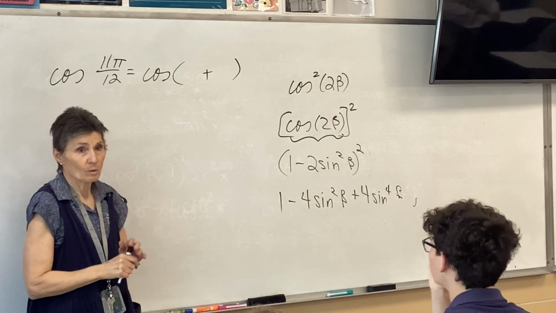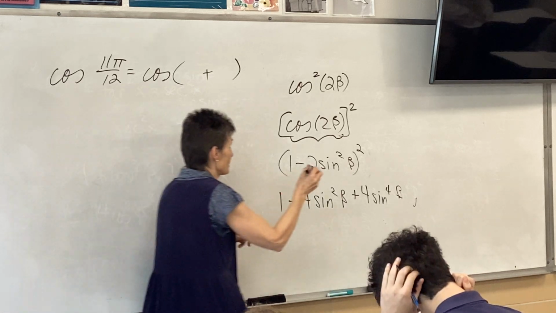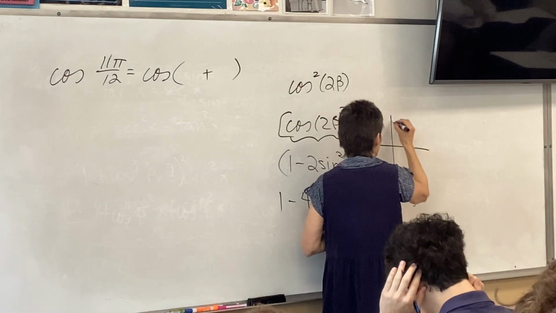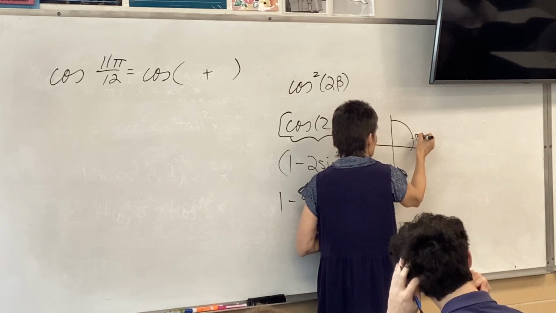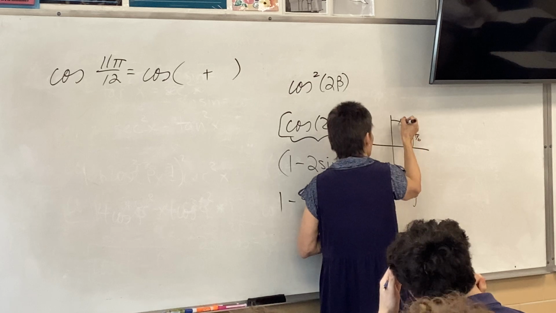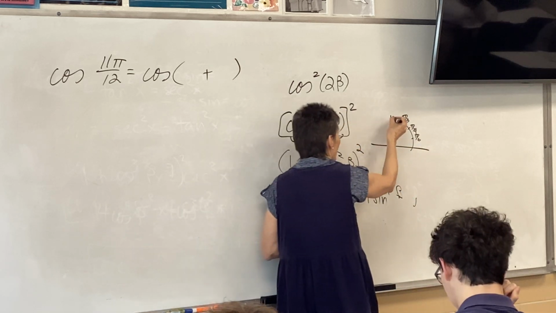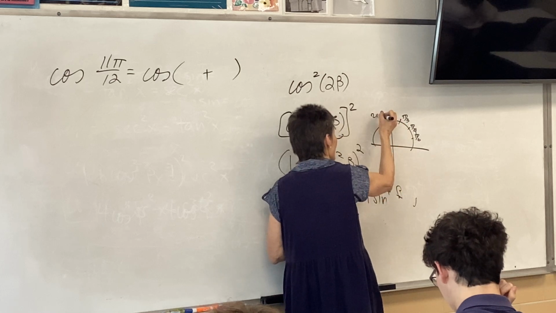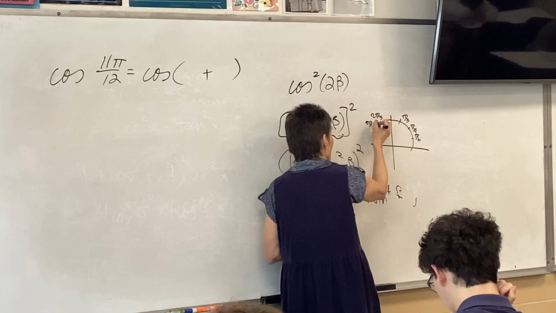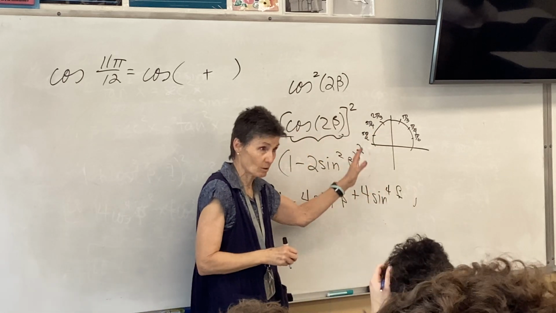Now, I want you to think about your special angles. Your special angles are pi over 6, pi over 2, pi over 4, and pi over 3, and then all of the corresponding ones. So 2 pi over 3, 3 pi over 4, 5 pi over 6, and so on around the circle, right? Those are your special ones.